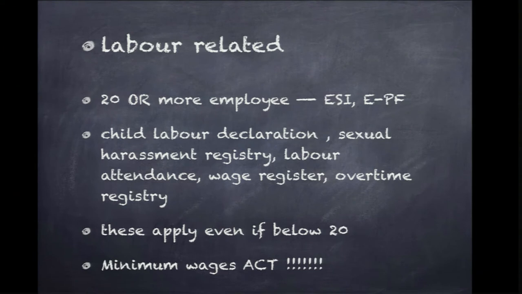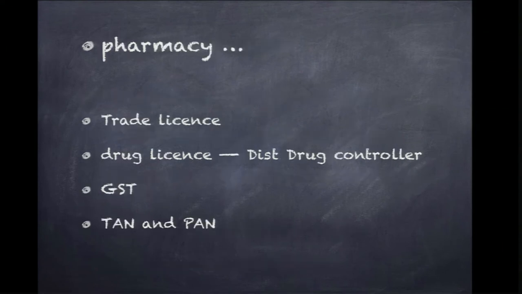Medical services are now coming under the Minimum Wages Act. You should know this, because if the Minimum Wages Act is applicable, an aya or a helper who is working in your OT will be under this, and will be getting something like 16,000 per month minimum. So think again before getting into all this, and know how to plan your income based on this. Pharmacy, of course, if you have a pharmacy, you can have a trade license. You need to register with the district drug authority. You get a GST number, TAN and PAN, of course, because your accounts also will be online by that time.